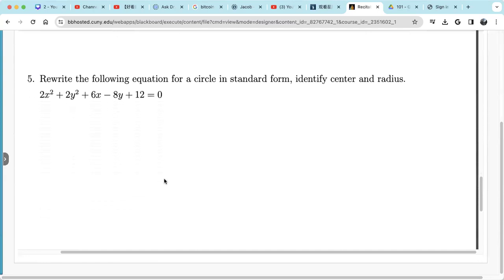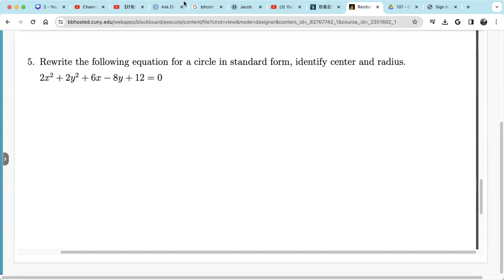That's the last one, 5. Same thing, right? Standard form of a circle, identify center and the radius. Now we see every term is even. So that's divided by 2. Then we get x squared, then we write the x term together, plus 6x. Right? Divided by 2, get 3x.